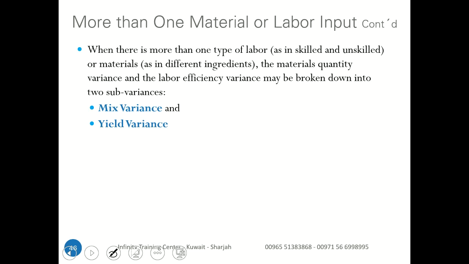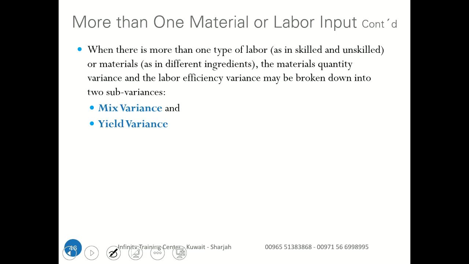But here we have to investigate further the quantity or efficiency variance. Price variance we will stop there, but the quantity variance, why did the quantity variance happen? Then you have more than one input, more than one raw material or more than one labor type. Why did the difference happen?